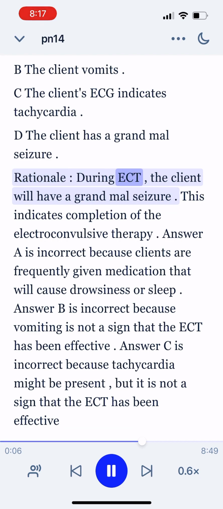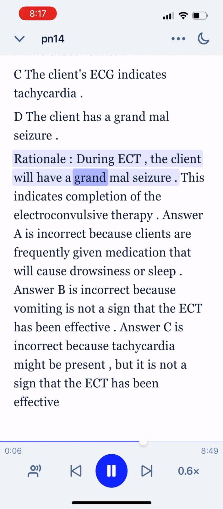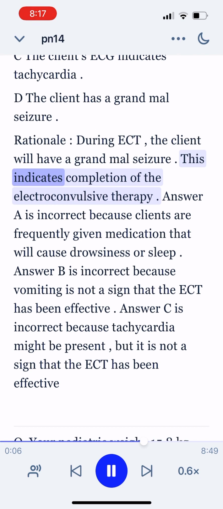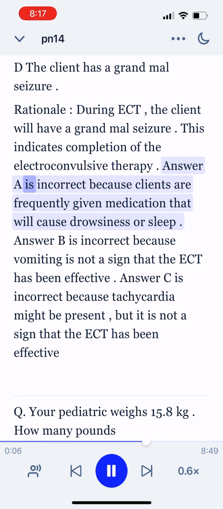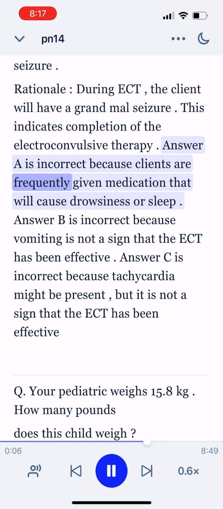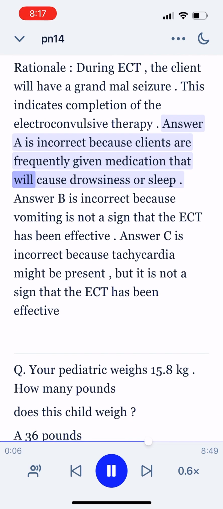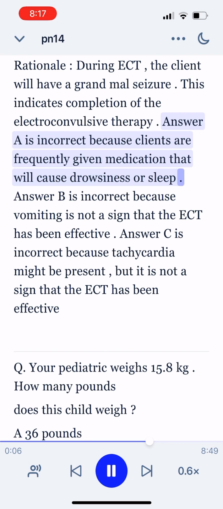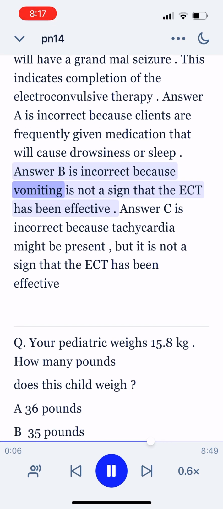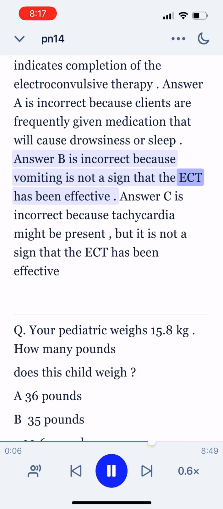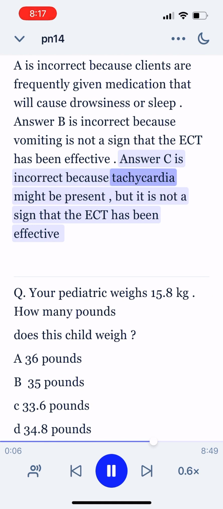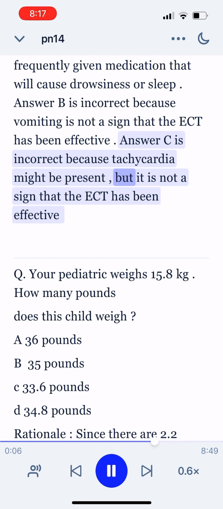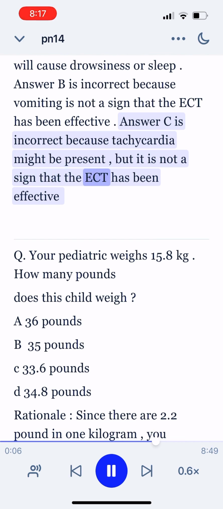Rationale. During ECT, the client will have a grand mal seizure. This indicates completion of the electroconvulsive therapy. Answer A is incorrect because clients are frequently given medication that will cause drowsiness or sleep. Answer B is incorrect because vomiting is not a sign that the ECT has been effective. Answer C is incorrect because tachycardia might be present, but it is not a sign that the ECT has been effective.